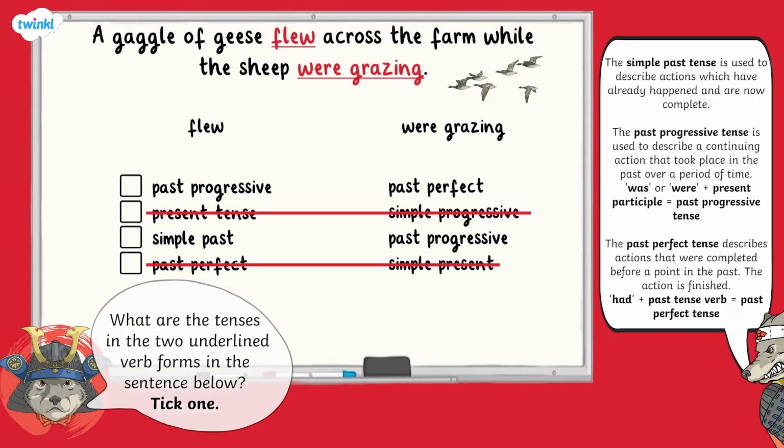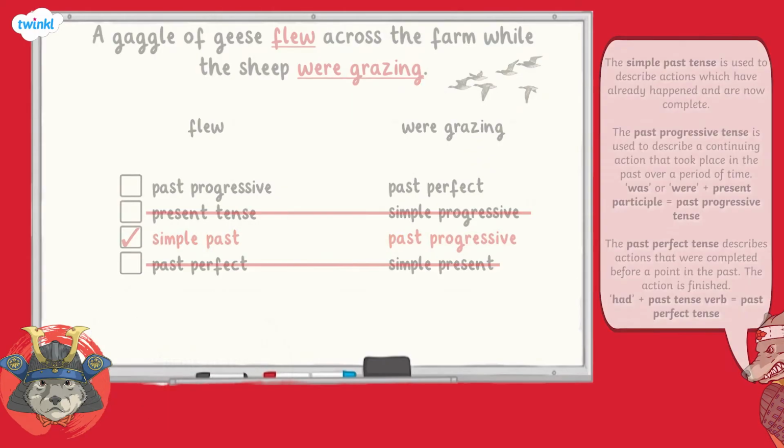The first underlined verb form is flew, which is the simple past tense. The next underlined verb form is were grazing. We know that were plus the present participle is how you form the past progressive. So the correct answer was the simple past and the past progressive. Great job if you got that one right.